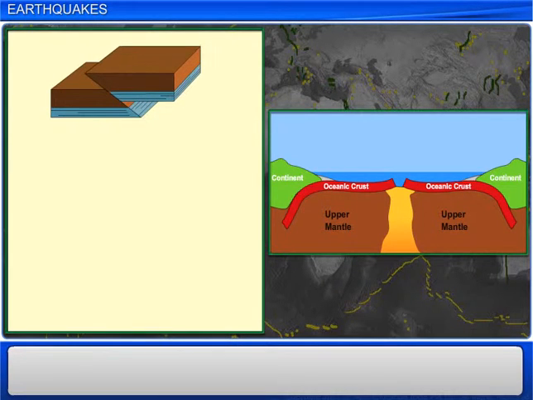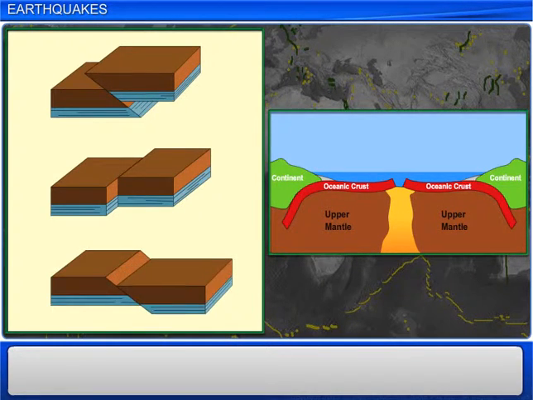Sometimes, during the course of their movements, these plates move against each other. Many of the earthquakes occur on the edges of these plates, along fault lines, where the plates collide or try to slide past each other.